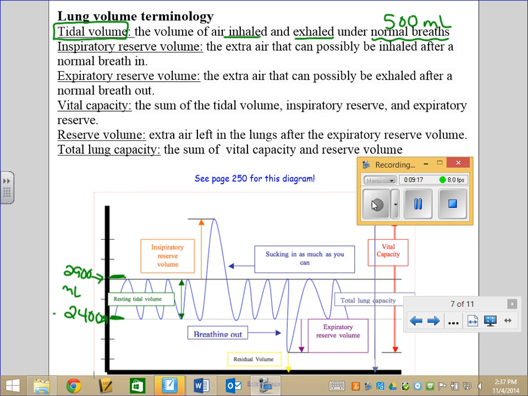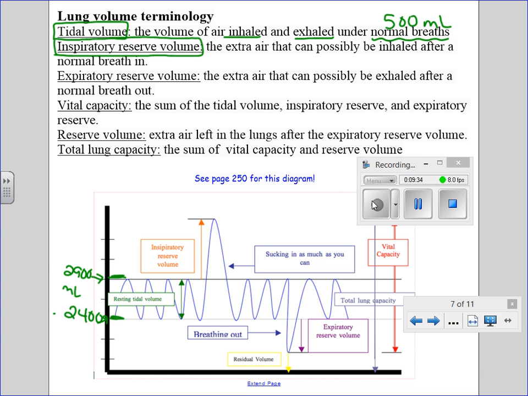Tidal volume on a diagram is going to look like a continuous up and down stream. And it will usually be right in the middle of the diagram because that is what happens normally. Your inspiratory reserve volume is the extra, and that is a really key word, the extra air that can possibly be inhaled after a normal breath.